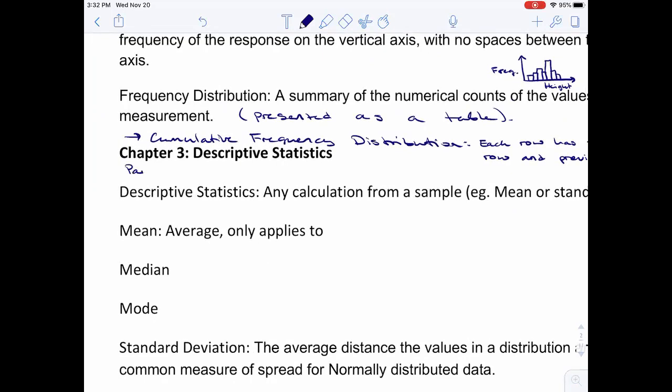A parameter is a measurement from the population, whereas the statistic is a measurement from the sample. Notice P and P and S and S.